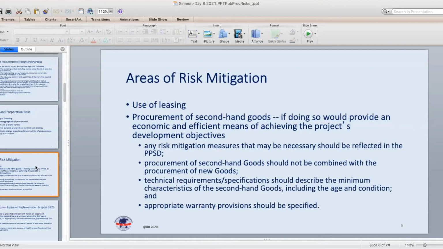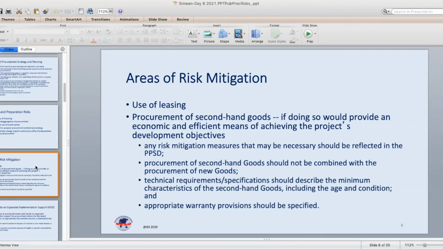Okay. So, an example of risk mitigation, and I think we're still in the planning and preparation, is the use of leasing, which in some cases, for example in an emergency procurement situation, may be an appropriate way of dealing with certain risks, including the risk of unnecessary ownership costs, which to some extent may be mitigated through use of leasing technique.